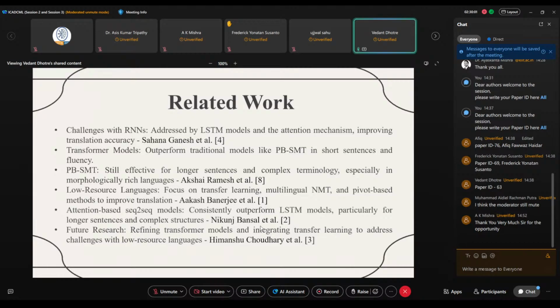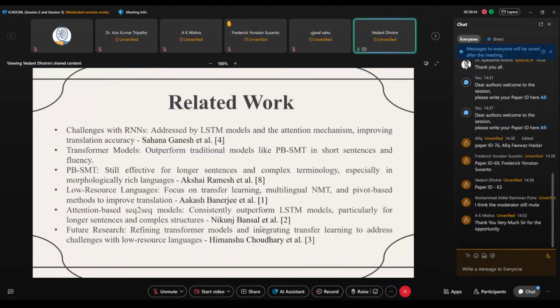Transformer models, of course, outperform traditional models like PBSMT, which is described by another researcher in the same field. This is outperformed in terms of short sentences and fluency. Akshay Ramesh et al. proposed the PBSMT model, which is still an effective model for longer sentences and mainly complex terminologies. So this is mainly used in morphologically rich languages.